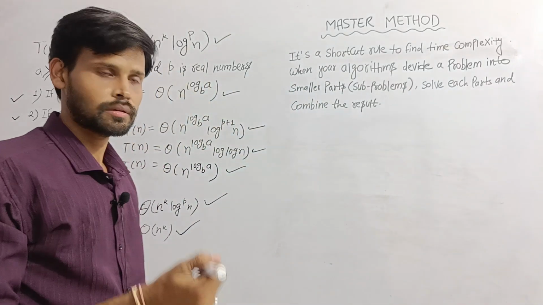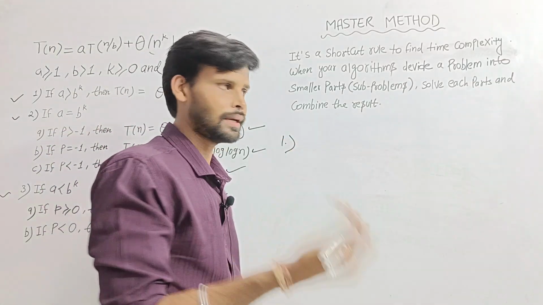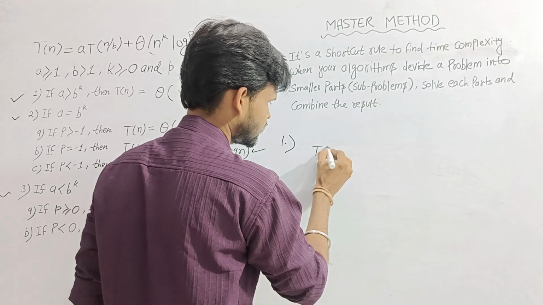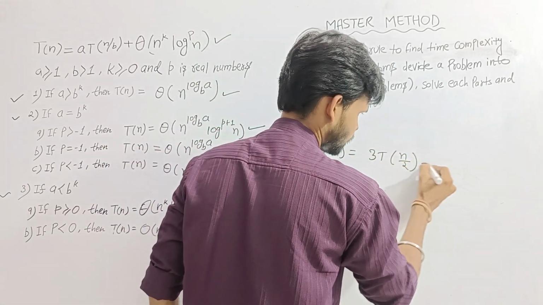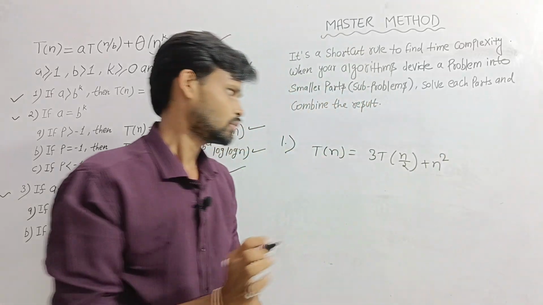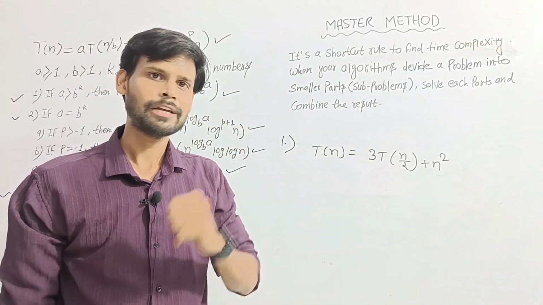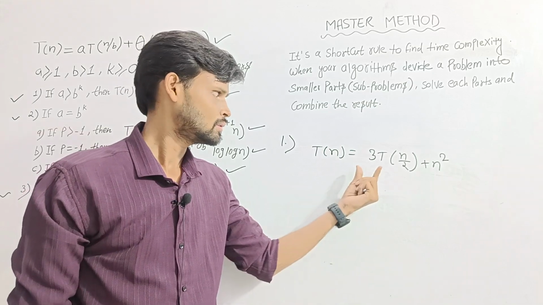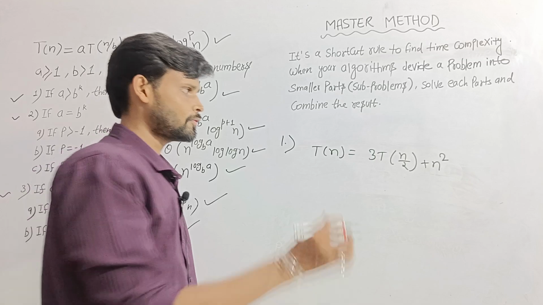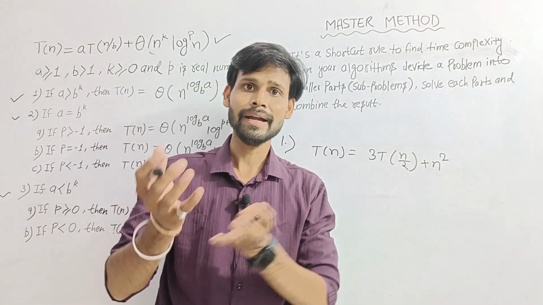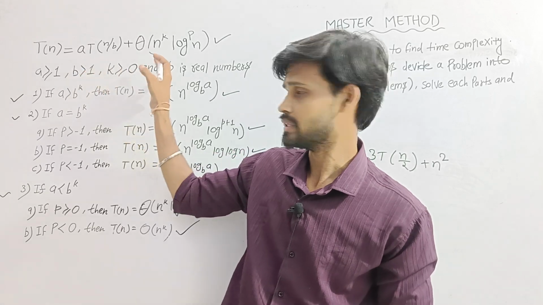Here I am taking a single basic problem on which we will apply the master method: T(n) = 3T(n/2) + n². So this is a recurrence equation. We have to apply the master method to calculate the time complexity for this recurrence equation. First of all we will have to find some parameters: a, b, k and p.